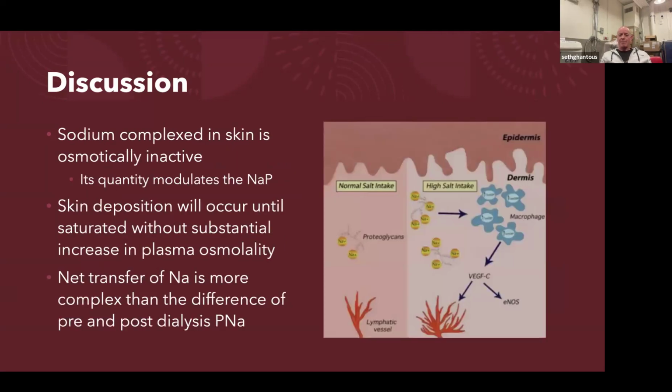Again, the sodium complex in the skin is osmotically inactive, and its quantity in a way modulates the plasma sodium. The skin deposition will occur until it's saturated without a substantial increase in plasma osmolality. It seems like it's acting as a buffer. And this idea makes it quite obvious that the net transfer of sodium is more complex than just the difference between pre and post dialysis sodium.